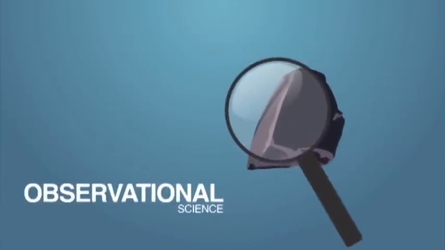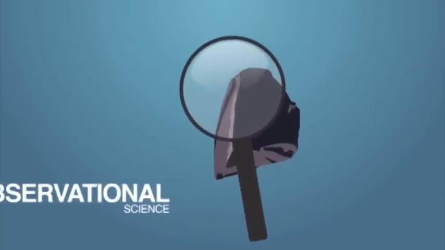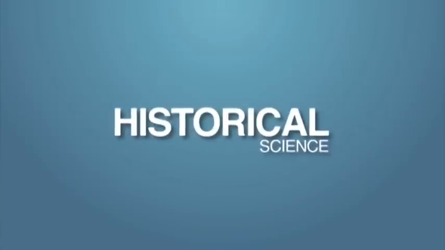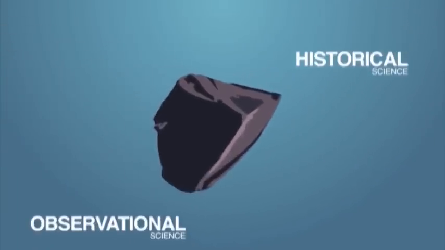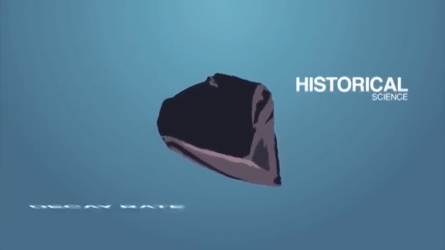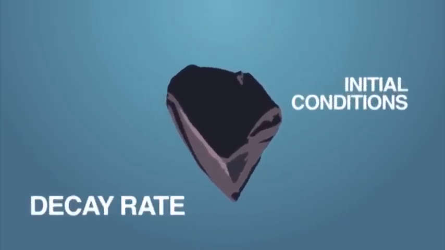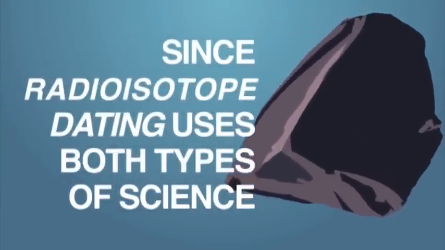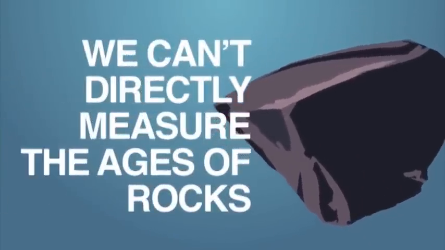It's true we can measure a decay rate using observational science, but there's another kind of science that is required to accurately calculate dates for rocks, and that is what we call historical science. Historical science deals with the things in the past, and therefore it cannot be repeated and tested. Dating methods require both types of science, because in order to get accurate rock dates, one would have to accurately know both the decay rate and the initial conditions of the rock sample, right? Since radioisotope dating uses both types of science, we can't directly measure the ages of rocks.